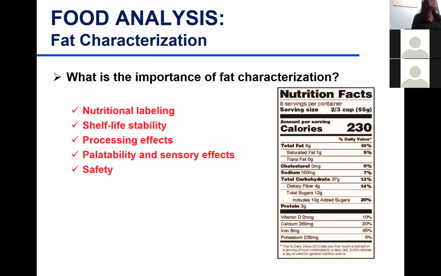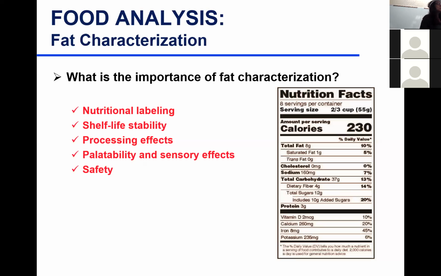Palatability and sensory effect. For example, the solid fat index is very important for how much you can spread the fat. Let's say I Can't Believe It's Not Butter, right? This is based on vegetable oil that has been hydrogenated and also mixed with polyunsaturated oil, so that you get a consistency similar to butter, but it's not very hard as butter because it still can be spreadable.